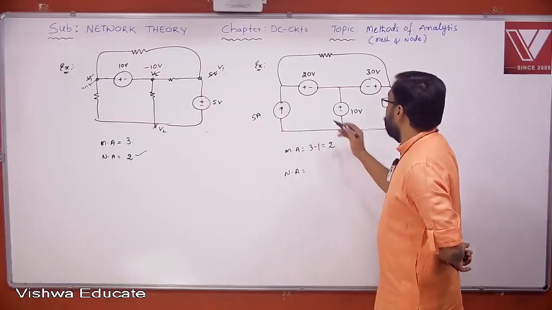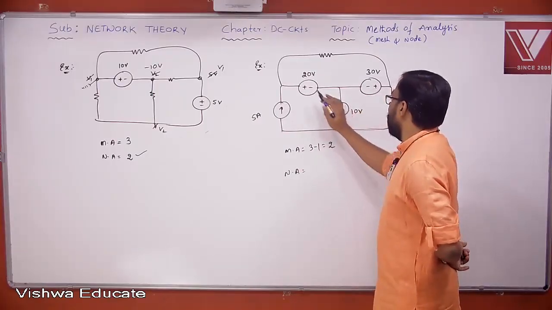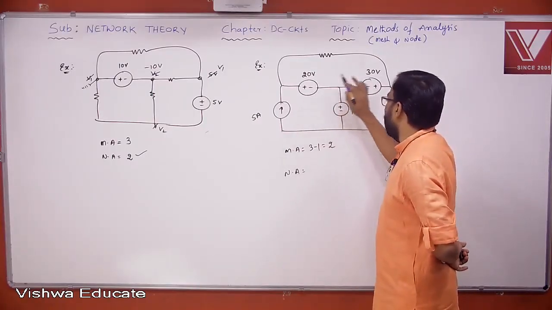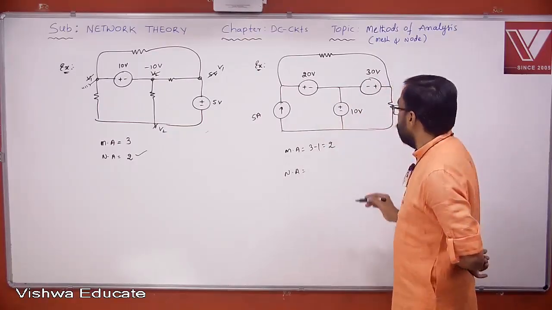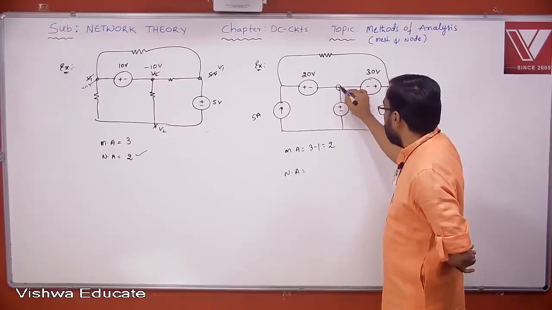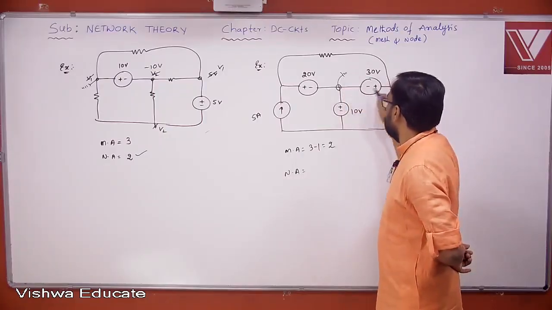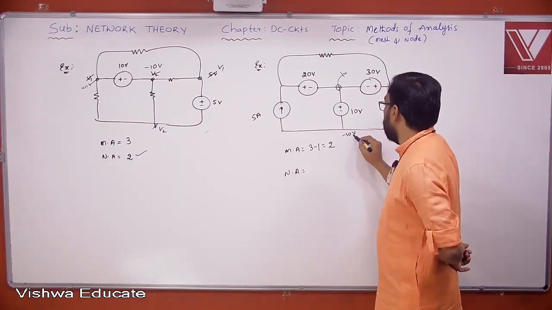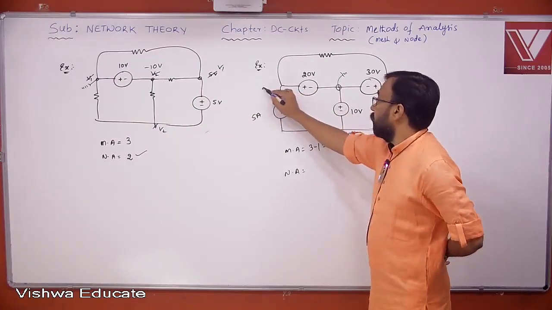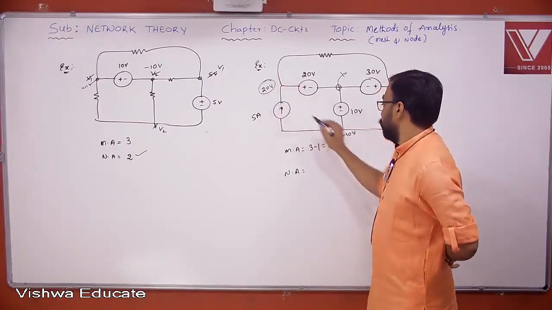Now, there are ideal voltage sources without any series resistor. Almost all, I think all these three sources are not having any series resistor. Yes or no? Now suppose you select this particular node as the reference node, what is this voltage? 30 volts. What is this voltage? Minus 10 volts. What is this voltage? Okay, 20 volts. Yes or no?